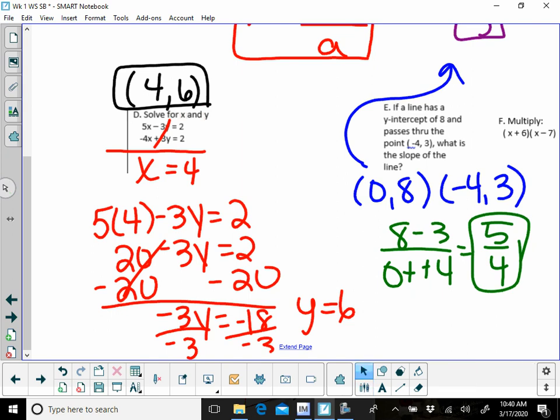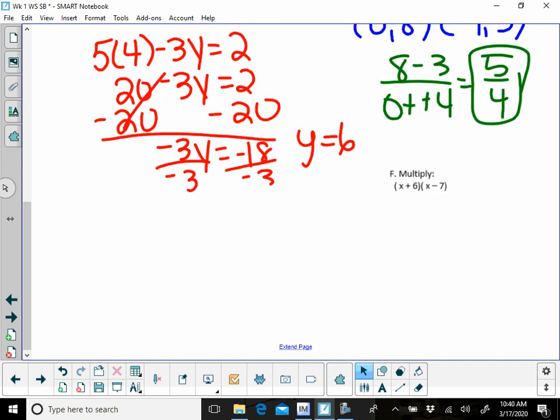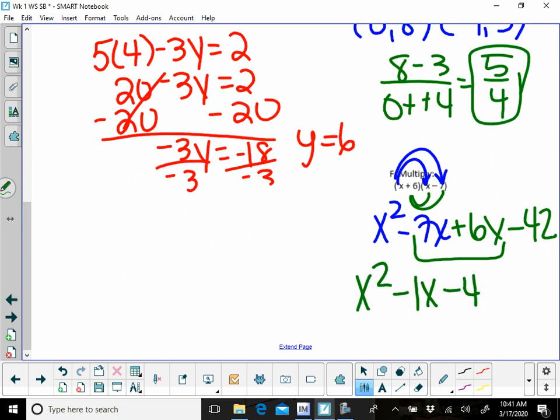Okay, and then the last one that you have for Monday is going to be letter F, and it's just a multiplication problem. So all we're going to do here is distribute and use our exponent rules. So x times x is going to give me x squared. X times negative 7 is going to be negative 7x. 6 times x is going to be 6x. And 6 times negative 7 is going to be negative 42. And you're going to combine your like terms in the middle. So it's going to be x squared minus 1x minus 42.